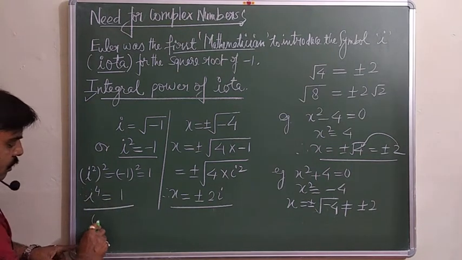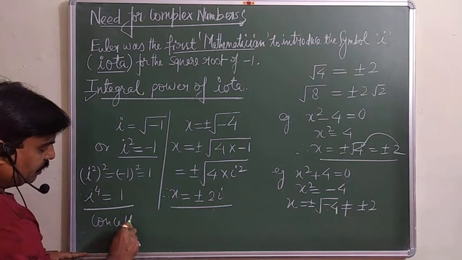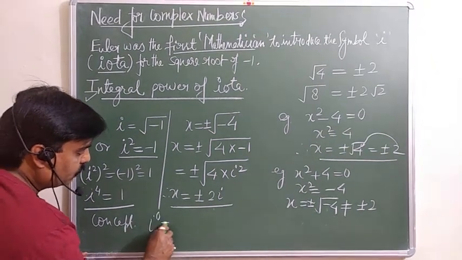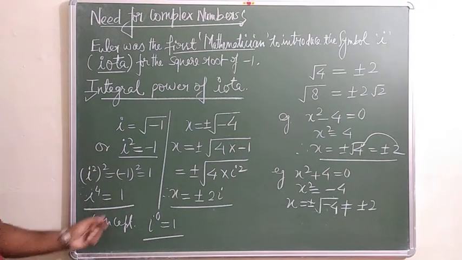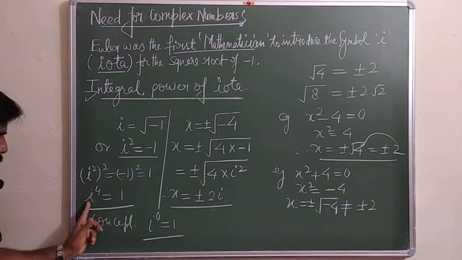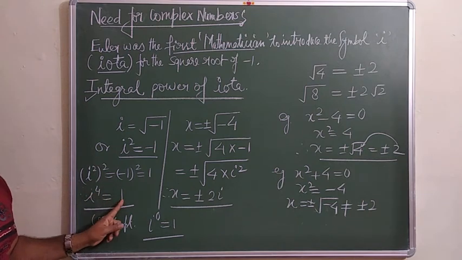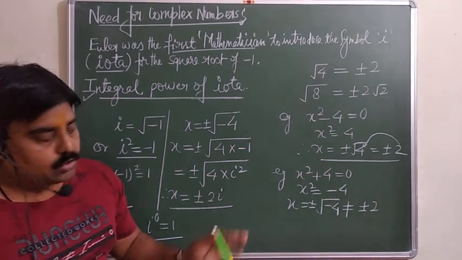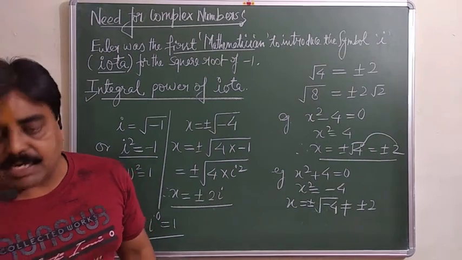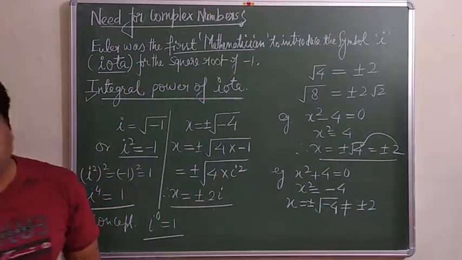One more point to keep in mind: i raised to power 0 is also equal to 1. So we will take the help of this to evaluate the values, that i raised to power 4 is equal to 1. For example, they can ask to evaluate simple powers of i, that we will discuss. Have a look.